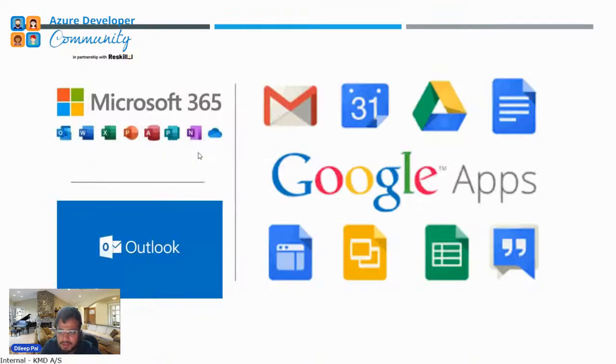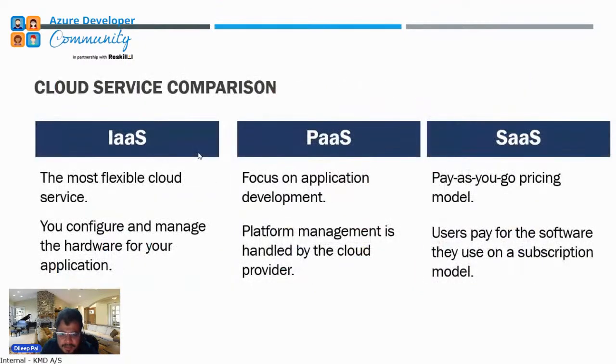Examples for SaaS. Comparison: now all the things compared. The most flexible cloud service is IaaS, where you configure and manage the hardware for your application. Next is PaaS, which focuses on application development; platform management is handled by the cloud provider, so the base platform is managed by the cloud provider. SaaS is pay-as-you-go pricing, and users pay for the software they use on a subscription.